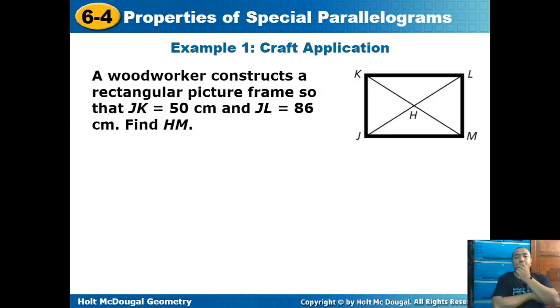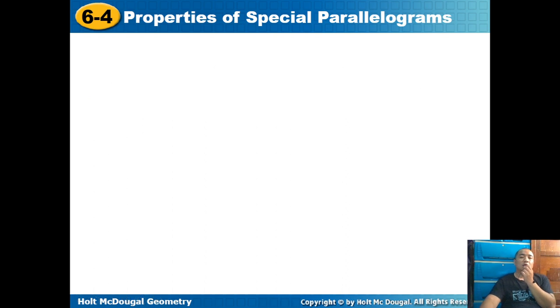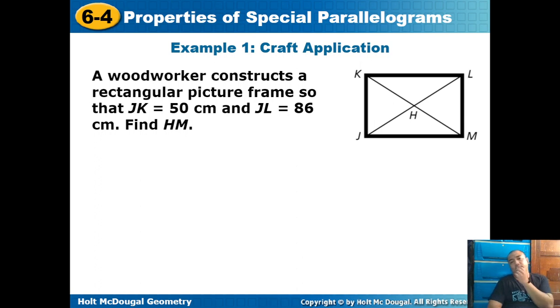Okay, application. A woodworker constructs a rectangular picture frame so that JK is 50 cm and JL is 86 cm. Find HM. So JK is 50 cm, and JL is 86 cm. What's the measure of HM?